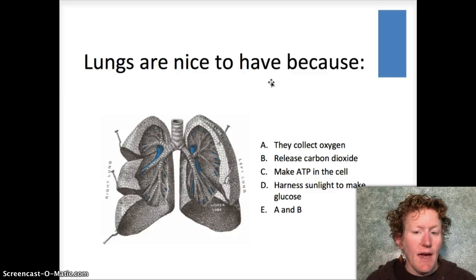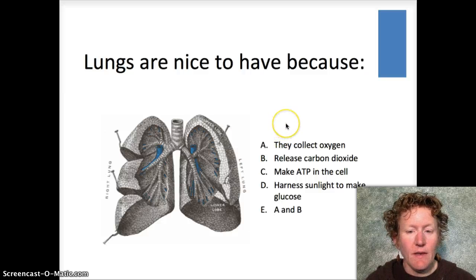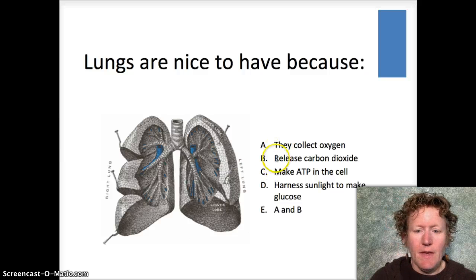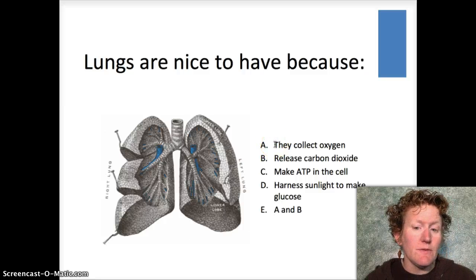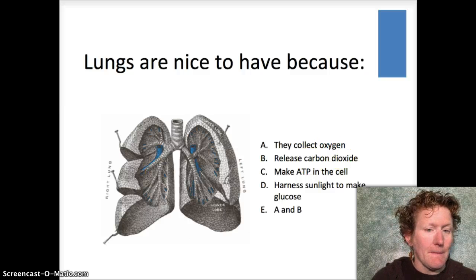Lungs are nice to have because, I'll let you think about it for a second, shut off the video. They release carbon dioxide and they collect oxygen. So blood travels through your lungs for 2 reasons: to pick up oxygen and dump off carbon dioxide.